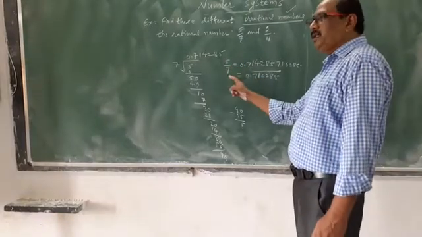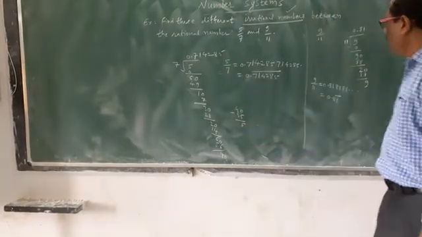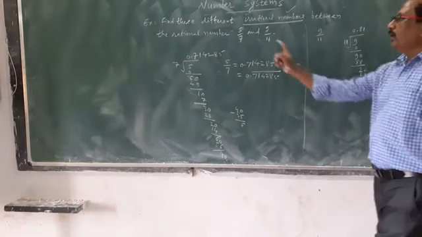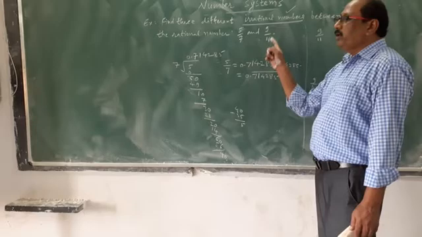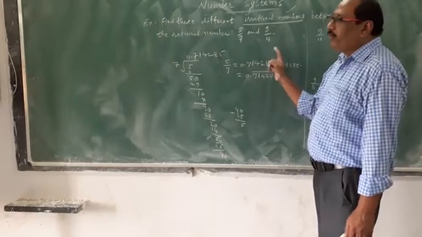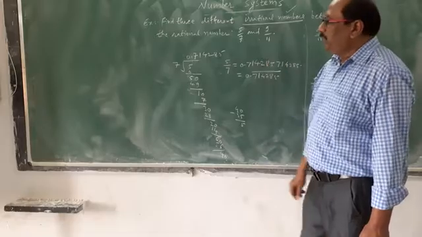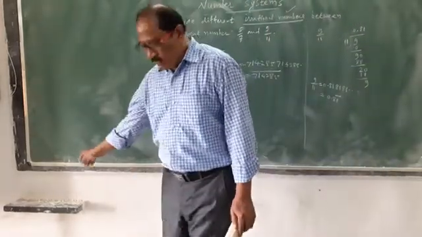5 upon 7, what is this? It is a rational number. 9 upon 11, what is this? It is a rational number. These two, 5 upon 7 and 9 upon 11, are rational numbers. We have to find an irrational number between these two numbers.